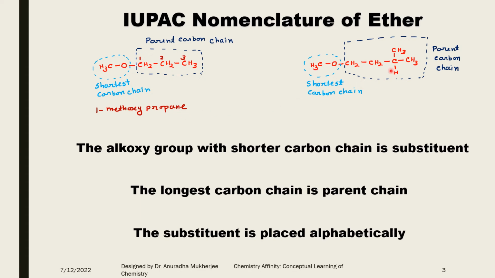Now in the second molecule again the numbering will be from this carbon, 1, 2, 3, 4. So in the 1 position it has a methoxy and at the 3 position there is one methyl. So then the IUPAC nomenclature will be 1-methoxy-3-methylbutane.